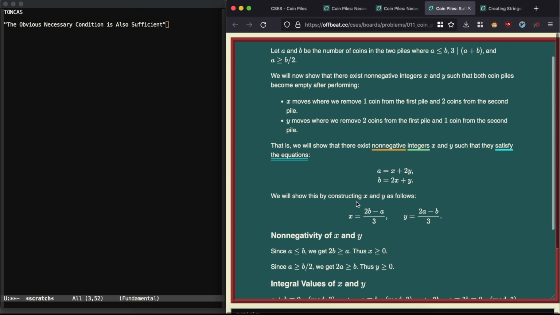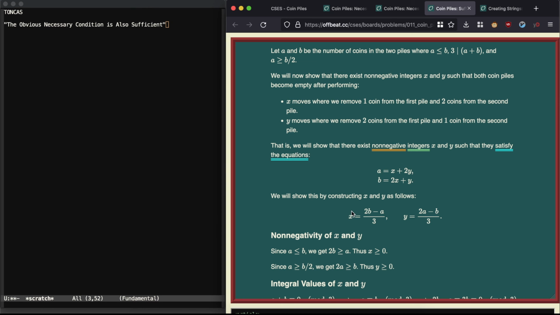Let us see each part of it now. The non-negativity of x and y, and this is just doing the previous argument in reverse. That's all we are doing. So we know that a is less than or equal to b, which means, and I'm again going mechanically, throwing away all intuition, we get 2b is greater than or equal to a, which means this numerator is greater than or equal to 0, because 2b minus a will be greater than or equal to 0, which means x is greater than or equal to 0.